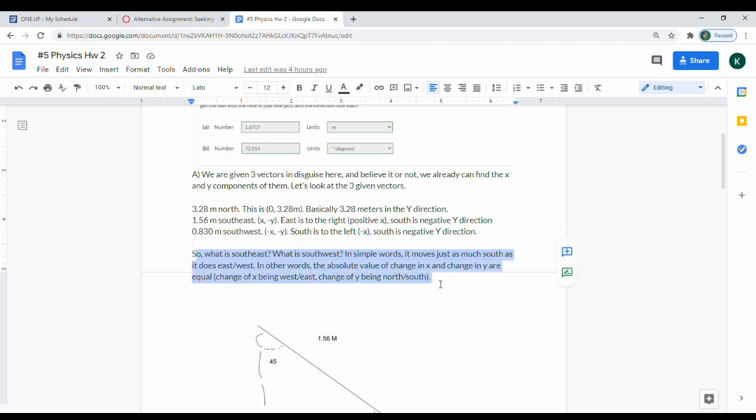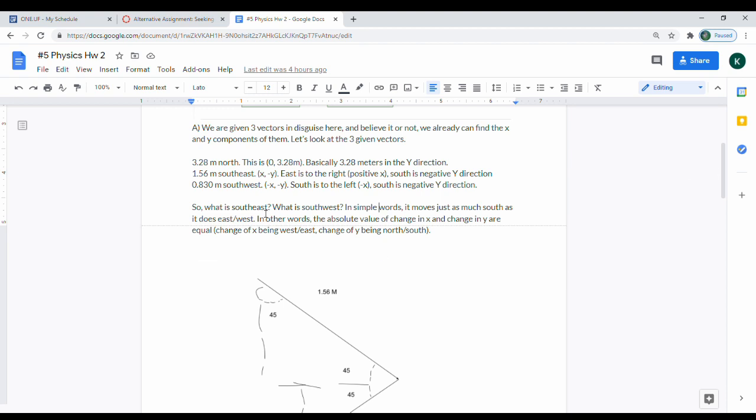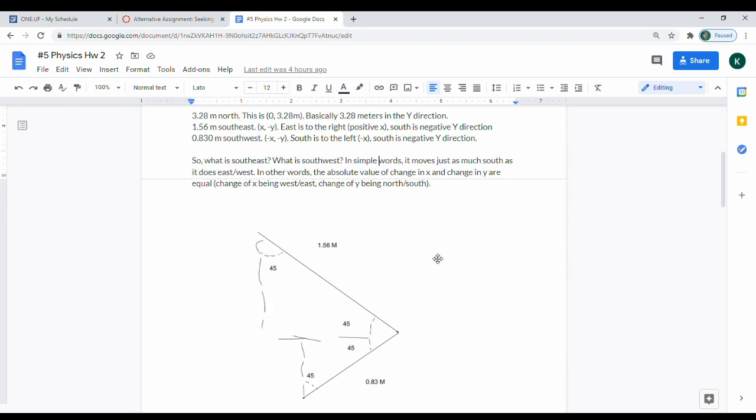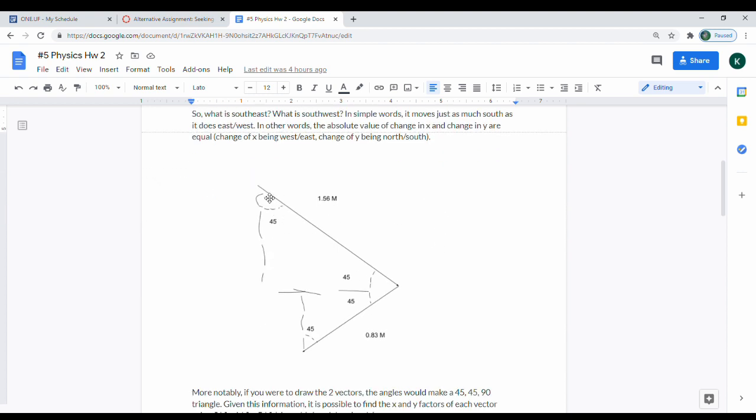So right here, I essentially say that southeast means it goes just as much south as just as much east. And if south and east are just as much, that means x and y are the same. Or in other words, the absolute value of the change in x and the change in y are equal. This is the number one thing you need to realize when they say southeast or southwest: that the absolute value of x and y are equal. Because now if we were to draw these two vectors out, if they're equal, these angles will make a 45, 45, 90 triangle.